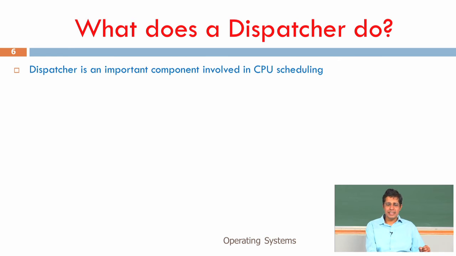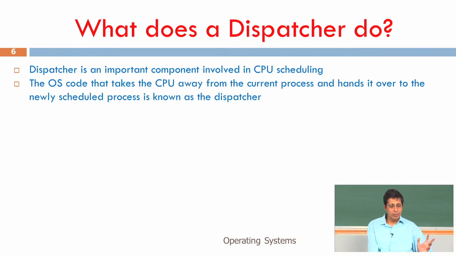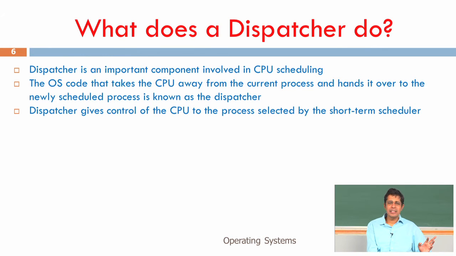Now, the next thing is the scheduling algorithm. We will talk about these algorithms in some depth in the next module, but please do understand that after the operating system decides which process needs to go to execution, it gives that to the dispatcher. So, what will the dispatcher do? The OS code that takes the CPU away from the current process and hands it over to the newly scheduled process is called the dispatcher. It is responsible for doing the entire task switching. The dispatcher gives control of the CPU to the process selected by the short term scheduler or the long term scheduler.